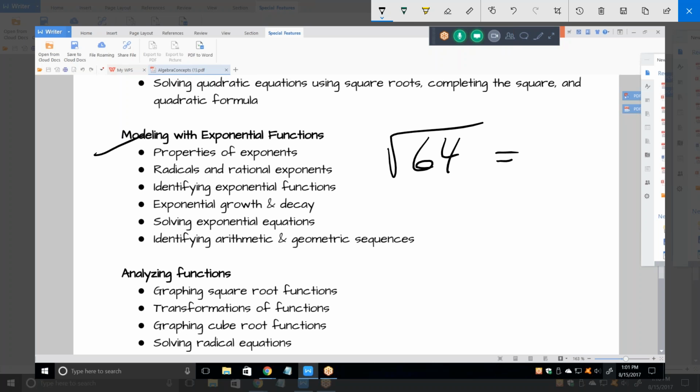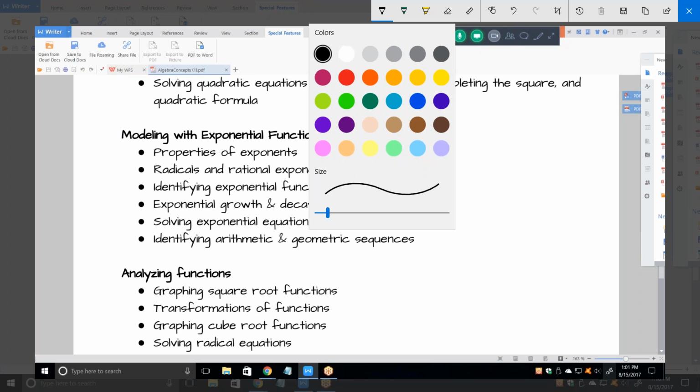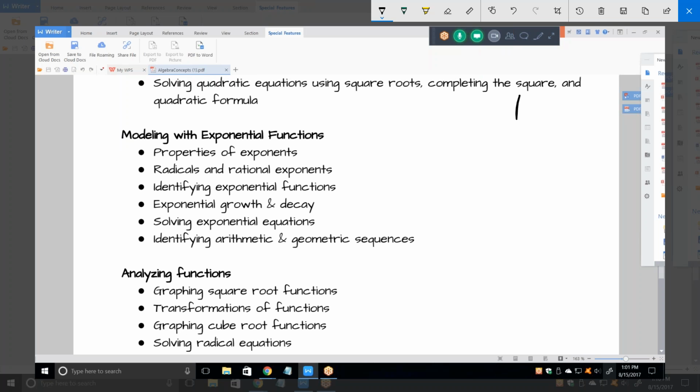That's a perfect square number. You want to memorize your perfect square numbers. Is it 8? Okay. Yes. Now, tell me what your perfect square numbers are starting with 1. What's the next one? In other words, 1 squared equals 1. 2 squared equals, what's the next? 4. What's the next one? 9. Keep going.